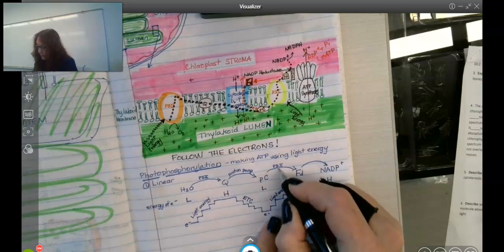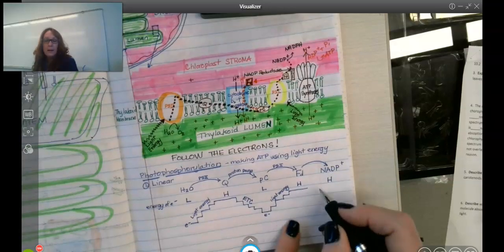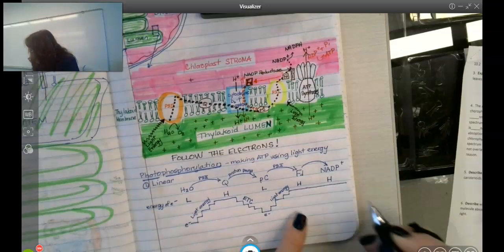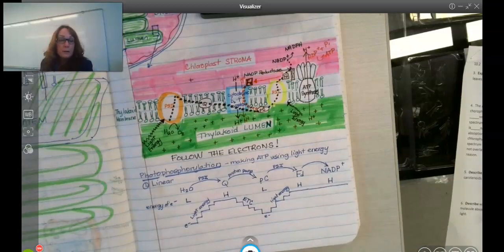And this is in photosystem 1. Now we've got high energy electrons that we provide to Calvin in order to make the precursor molecules for glucose. So I hope visually that helps you.